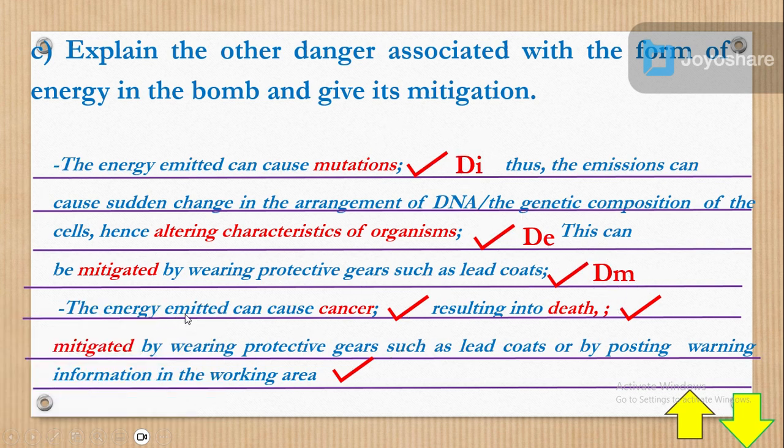Now next they're saying the energy emitted can cause cancer. That's DI, danger identified, resulting into death, danger explained, DE, the tick. Then mitigated by wearing protective gear such as lead coats, but we talked about lead coats and I've explained it. Or by posting warning information in the working area. Yeah, like you have ever seen? They will even put some gadget. They can even put a hand and they draw a thumb.